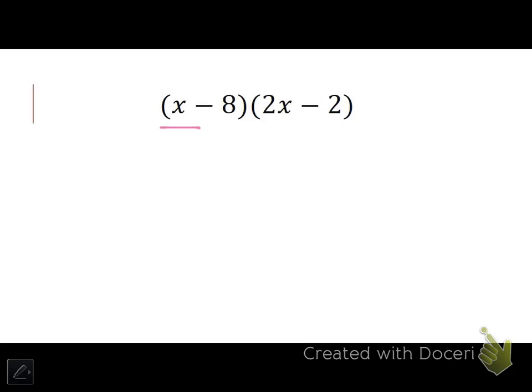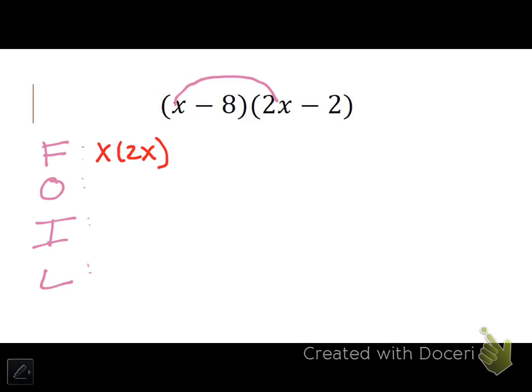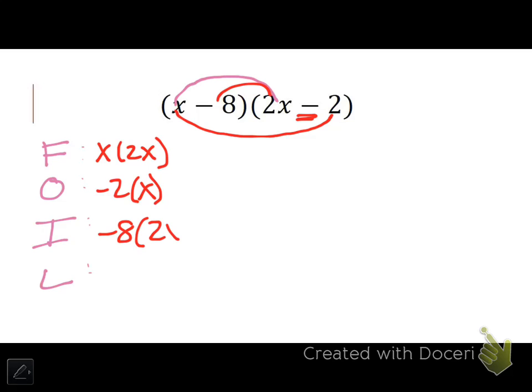Okay, this one, I got 2 binomials, so I can FOIL. I could use a distributive property, but I'm going to FOIL. So I got my first terms of my binomials to be my x and 2x. I'm going to change colors here. So I got x times 2x. Okay, O stands for outside, so my outermost term. So I got negative 2 and x. Don't forget the negative. My inside terms is going to be negative 8 and 2x. And last is negative 8 and negative 2. Again, don't forget the negatives.